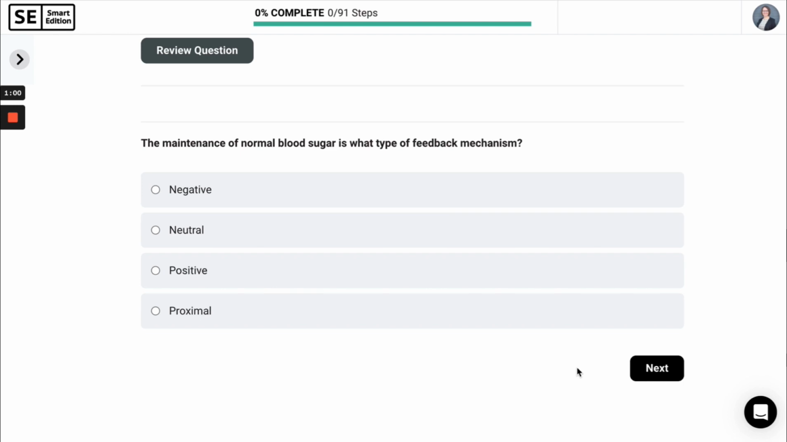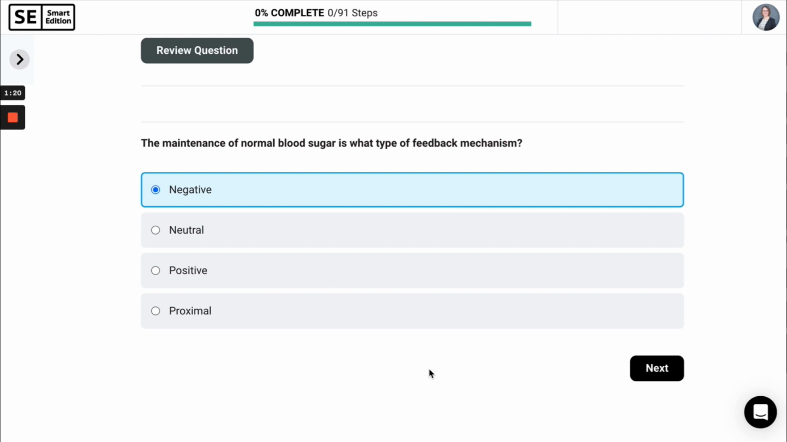All right, our first question is, the maintenance of normal blood sugar is what type of feedback mechanism? Is it negative, neutral, positive, or proximal? The correct answer here is negative.